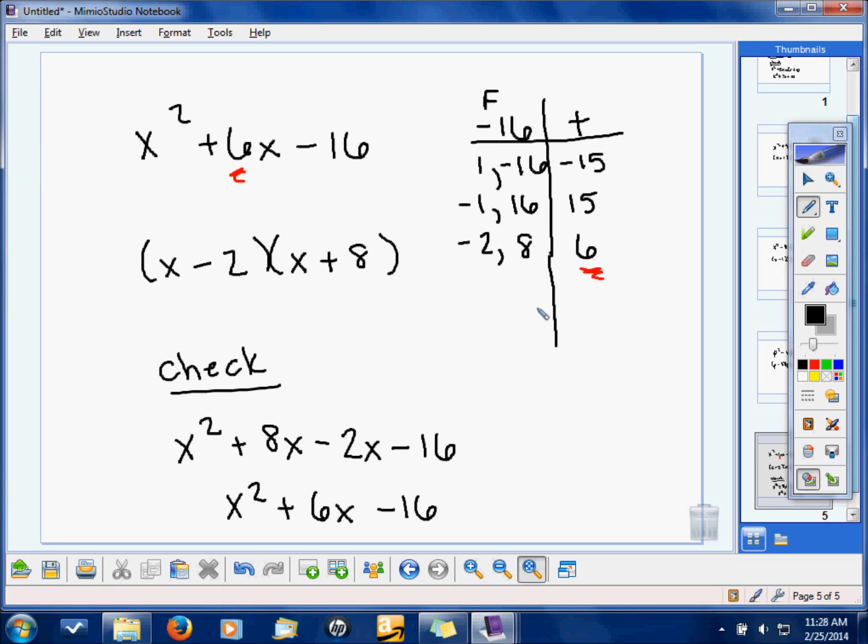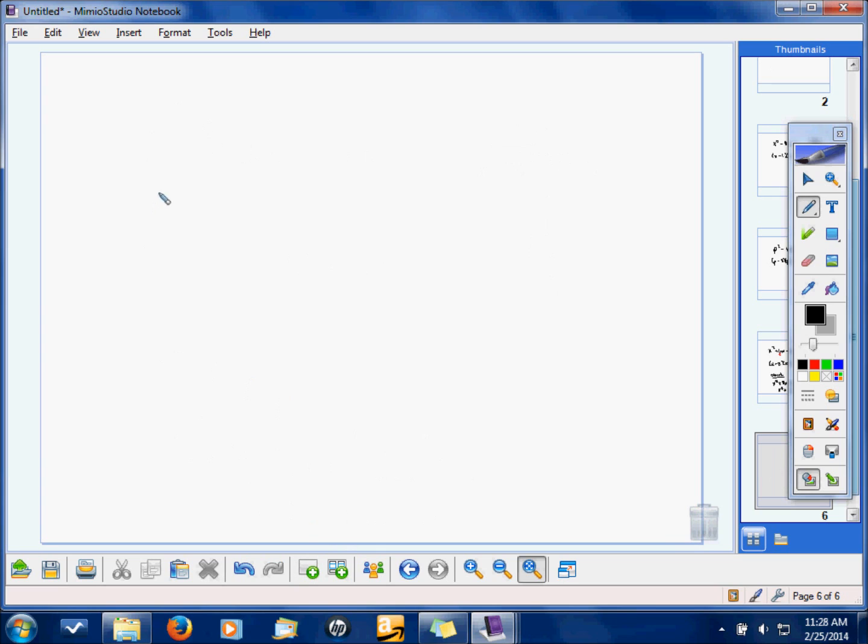What happens if the middle number and the last number are both negative? Okay, let's pick one. Number 12, number 4. Luke, it was your question. Which one should we do? Let's do number 13. Or 4 or 12? 12. Okay, let's do 12.